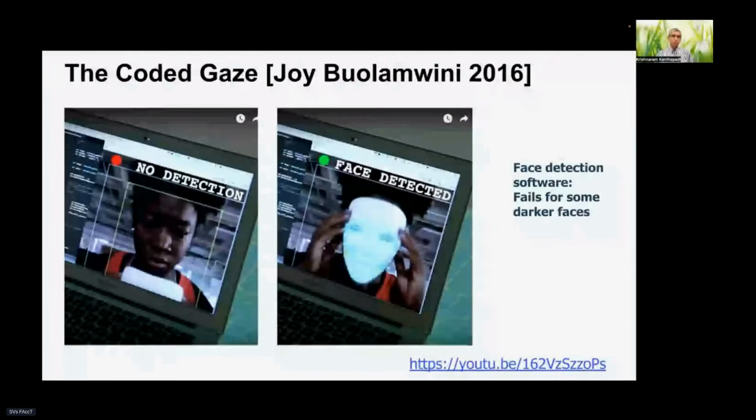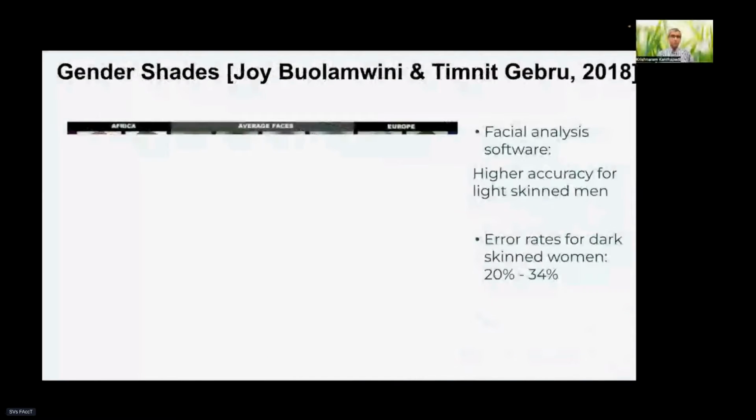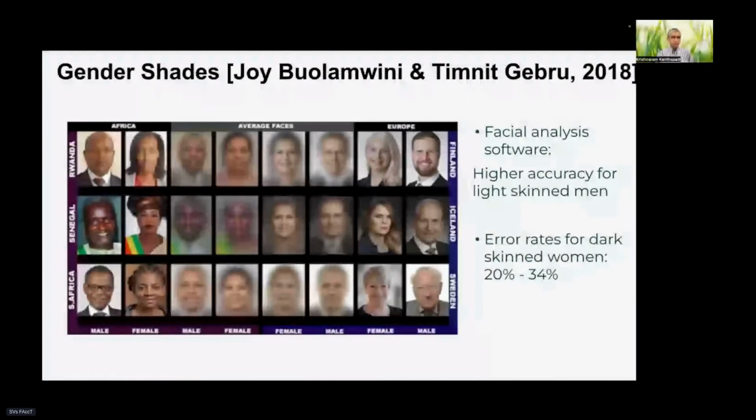These softwares tended to work well for light-skinned faces, but often failed for darker faces. Perhaps this motivated Joy to collaborate with Timnit Gebru on the famous Gender Shades work, which showed that commercially available facial analysis software had nearly zero error rates for light-skinned men, but had very high error rates for dark-skinned women.